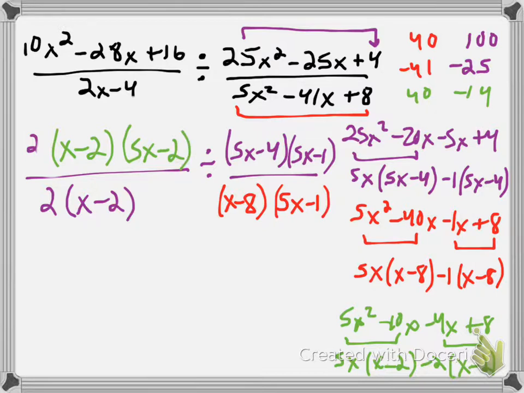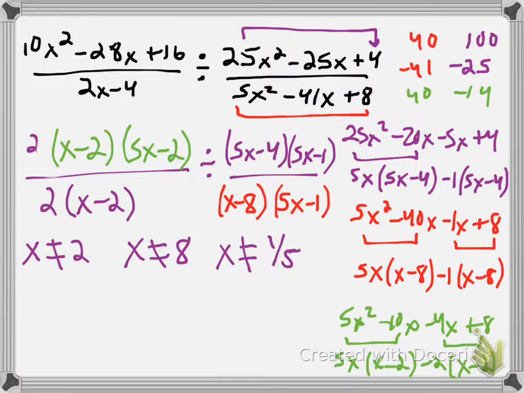Okay, so if factoring is not your strong suit, you're going to need to review how to factor. I did my best to show you the AC method and how to do grouping, but I can't spend a whole lot more time factoring as this is a rational expression video. So the next step is to state my restrictions. So x can't be 2, x can't be 8, and x can't be 1/5. And that's because if I set all of my factors in the denominators equal to 0 and solve, I'll get 2, 8, and 1/5.